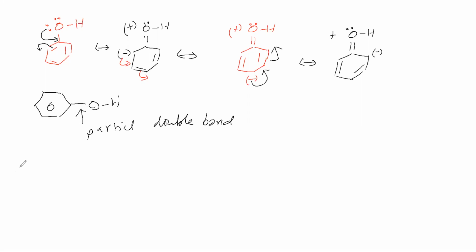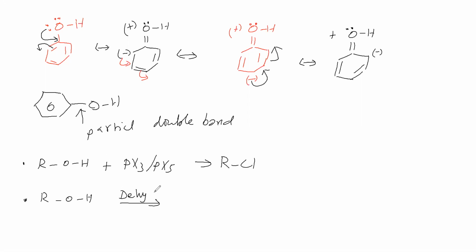Next reaction, we take an alcohol. This is treated with a phosphorus halide, PX3 or PX5. What happens? RCl, an alkyl halide, will be obtained. Next, this alcohol on dehydration gives what? An alkene. Alcohol on dehydration gives alkene.